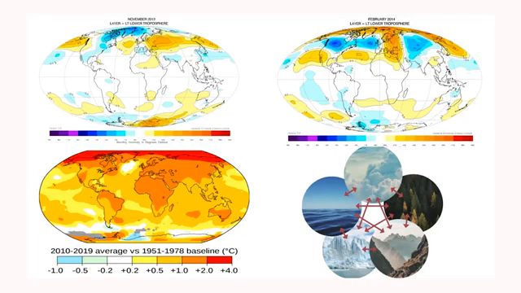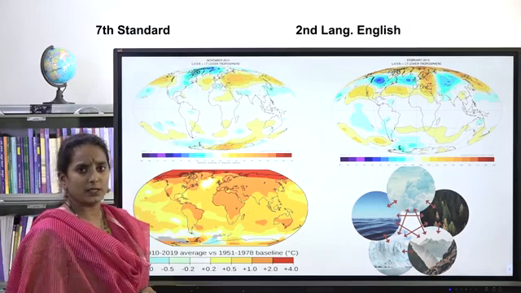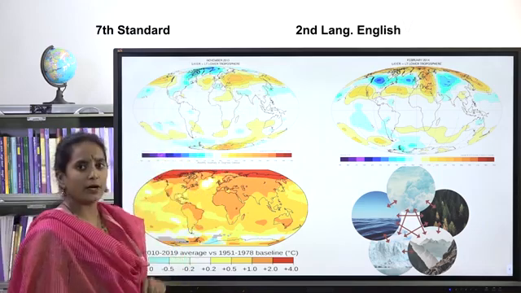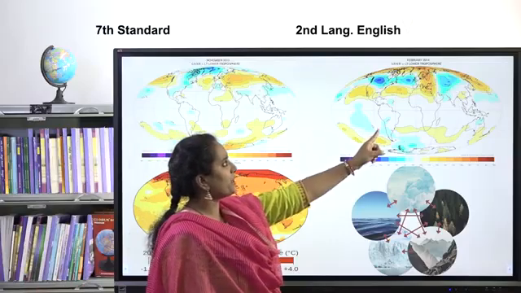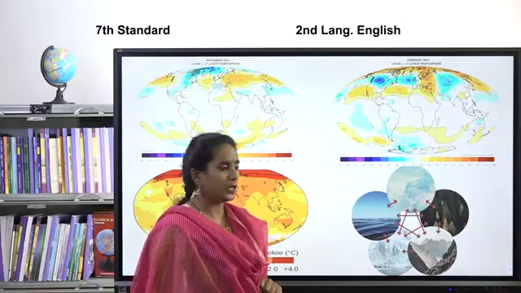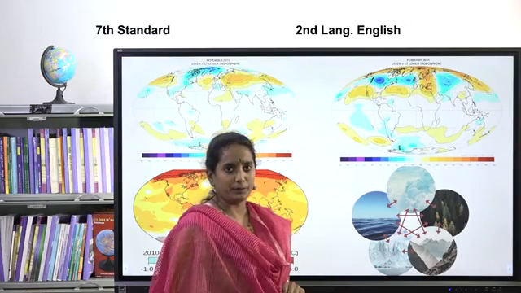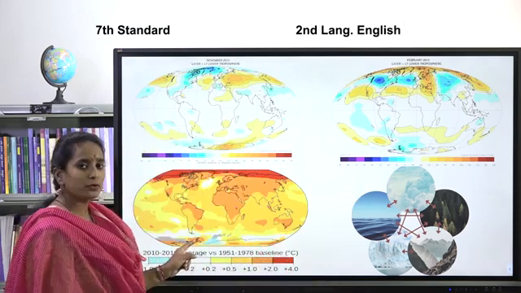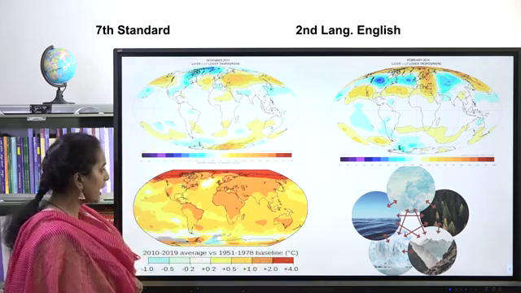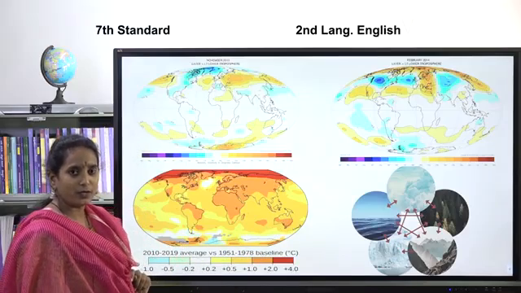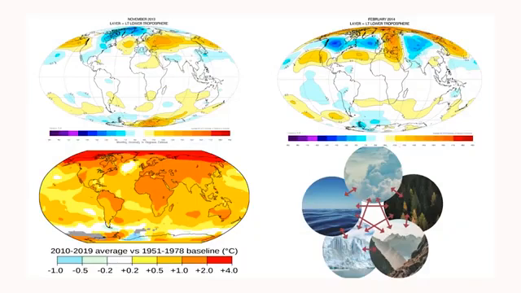Children, have a look at the different temperature increase in the due course. This is the picture from 2013. You can see that only few parts of the earth are warm. And this is the picture from 2014. And you can see the difference. There is increase in temperature. And this is from 2019. What has happened? The whole earth is boiling right now. The temperature has increased much more.